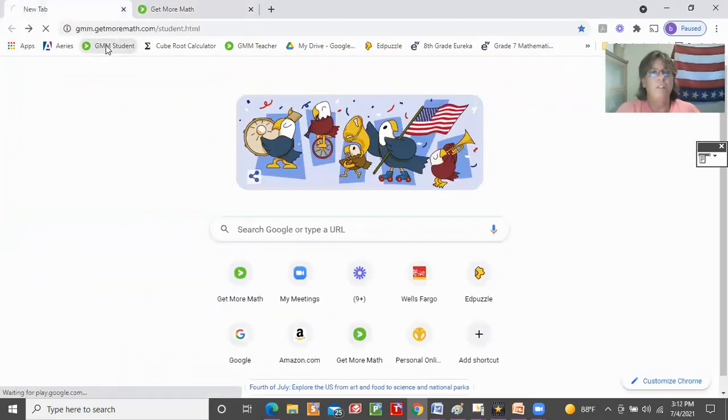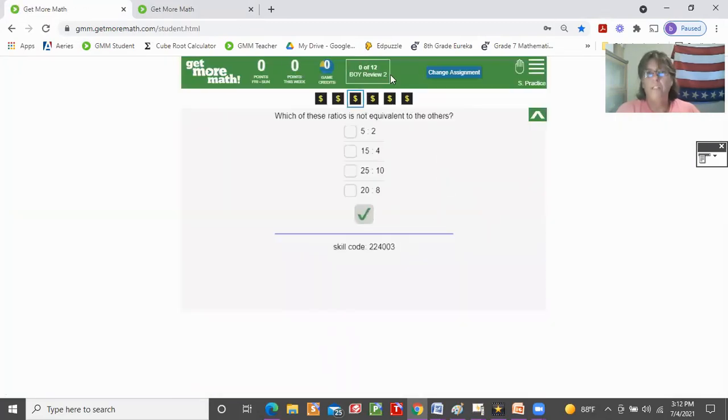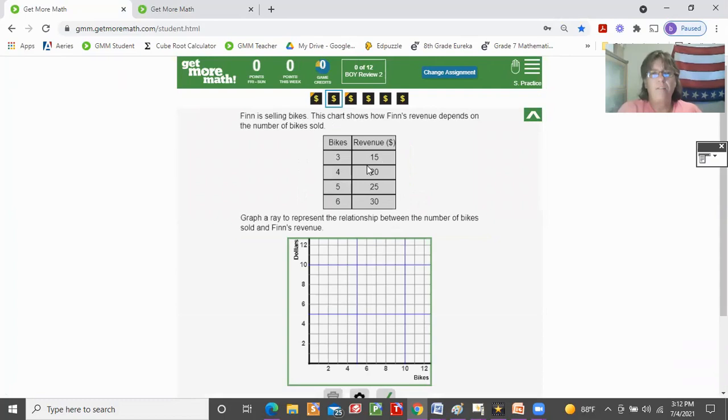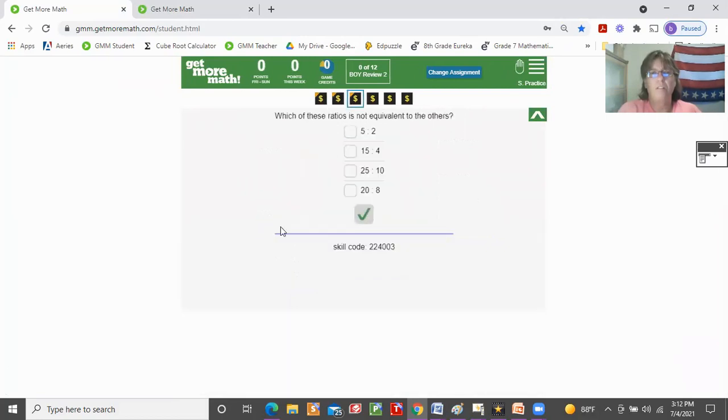So I'll come over here and I'll log on as a student. And when I log on, beginning of the year review day 2 is going to automatically pop up since I just assigned it. And these are the skills. So this is looking at unit rates. The skill code is 222007. This was graphing proportions, so they actually will work on this graph, and this is 148100. This one, which ratio is not equivalent?